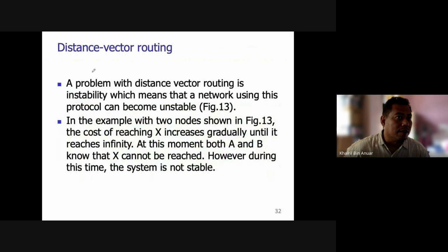Sorry, there's some more. A problem with distance vector routing is instability, which means that a network using this protocol can become unstable. In this example, with 2 nodes shown in figure 13, the cost of reaching X increases gradually until it reaches infinity. At this moment, both A and B know that X cannot be reached. However, during this time, the system is not stable.